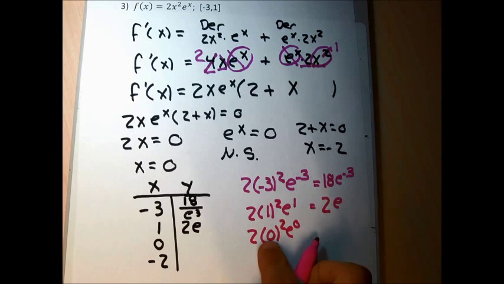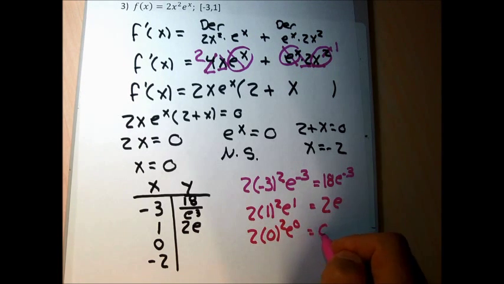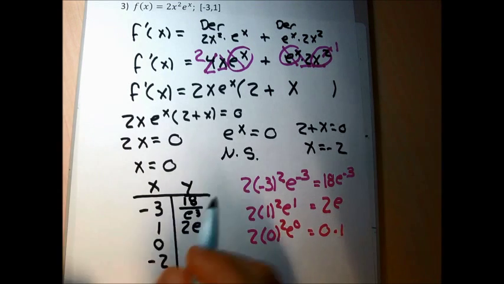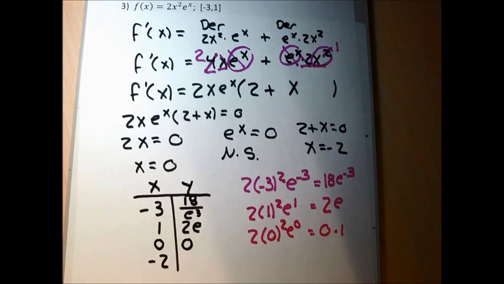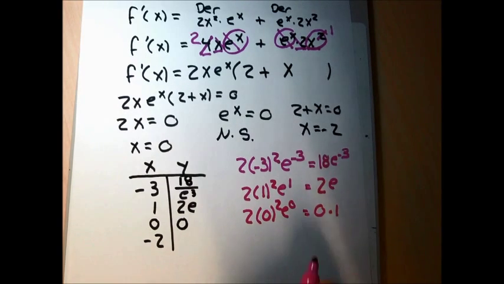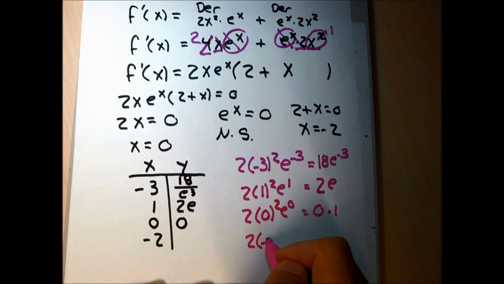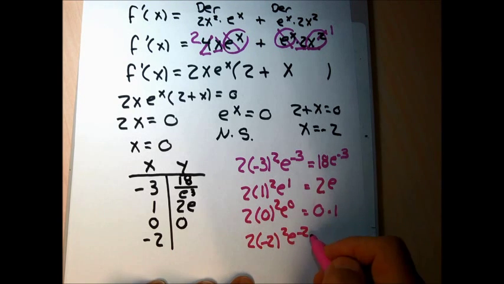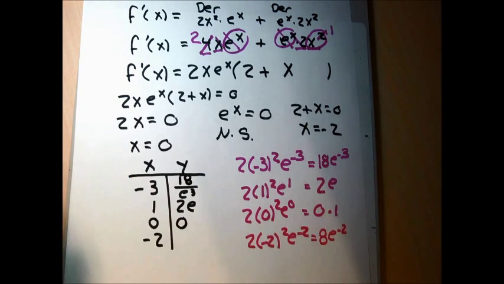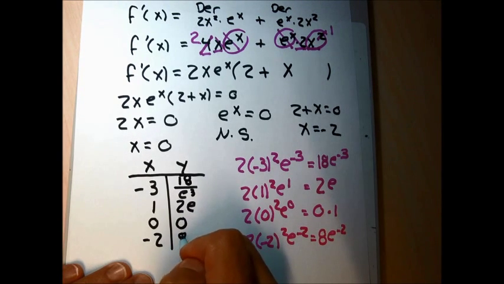This is going to give me 2 times 0, which is 0, times e to the 0, which is 1. That's 0 times 1, which is 0. My calculator, if I use the value feature on my calculator, could give me that y. And the last one, I'm going to go 2 times negative 2 squared times e to the negative 2. This is 2 times positive 4, so that's going to be 8 e to the negative 2. And I'll write that with a positive exponent, so I'm going to write that as 8 over e squared.